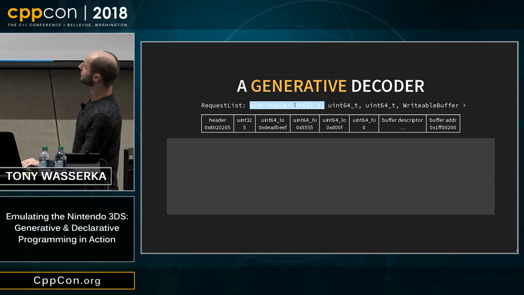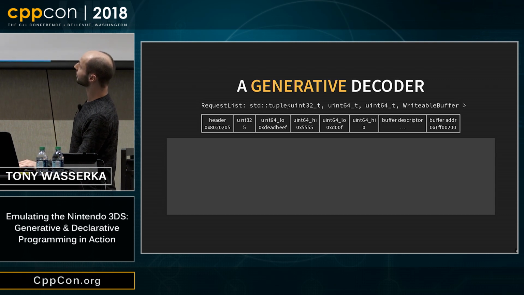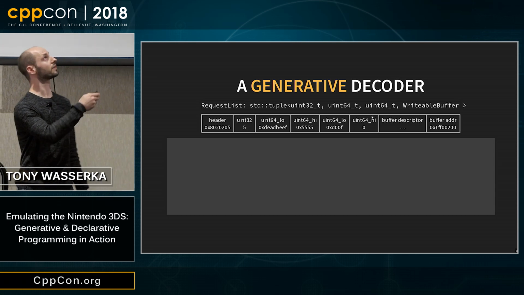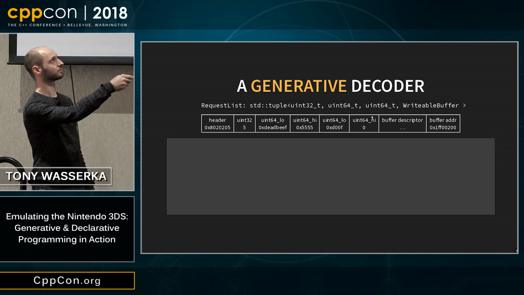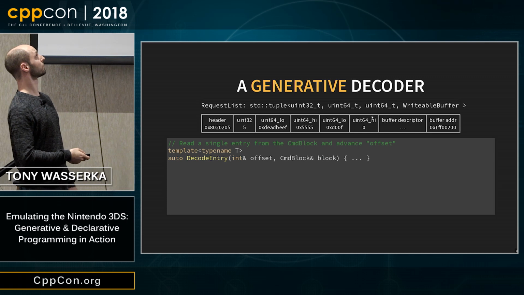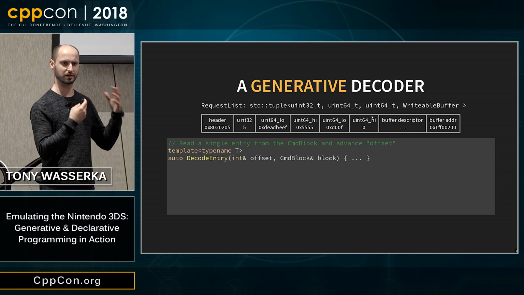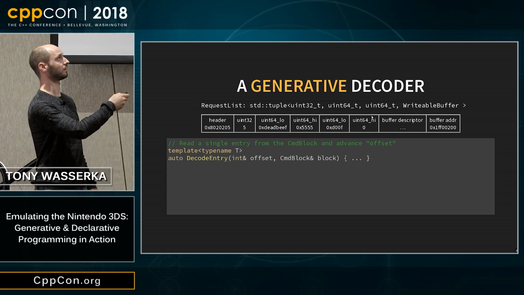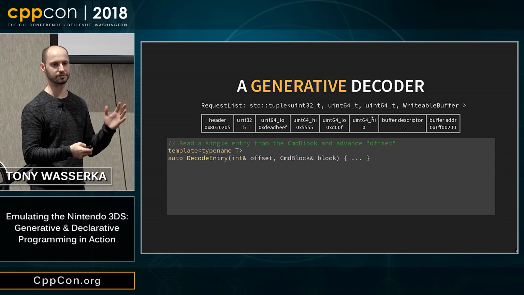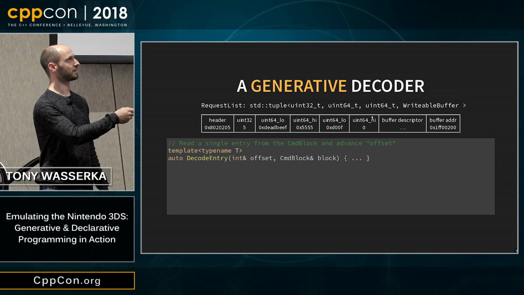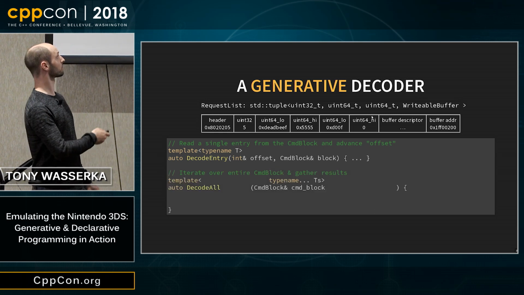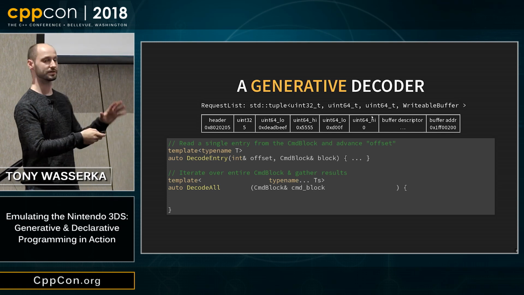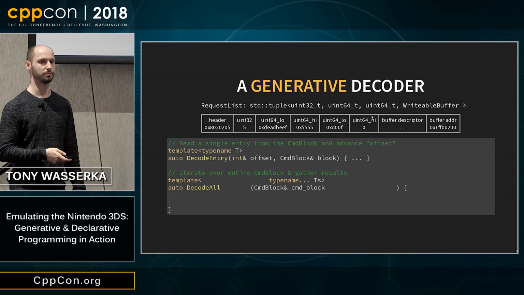And the idea is basically for each of these types in here, we want to read the corresponding element from the command block. So for the first UN32, we want to read the first entry. For the UN64 right here, we want to stitch these two values together, etc. So first of all, we want to start at the simple problem, just decoding a single entry. We might be tempted to have a function called decode entry that takes an offset into the command block and the command block itself, and then reads an element of the given type. I will show an implementation of this later, but let's just assume for now that we have this already. And then we can write a function called decode all that is a variadic template, so it takes all of the types contained in here, and then it runs over the entire command block, and for instance, it could return a std::tuple of all of them.